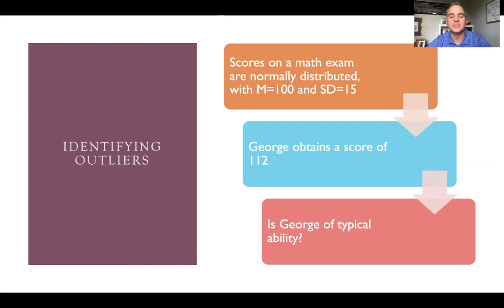Our buddy George here obtains a score of 112. So he's above the mean. So the question is, is George of typical ability or is he something special? We know he's above the mean. The question is, is he so far above the mean that we would say, wow, there's something going on here? This is an outlier from what we would expect.